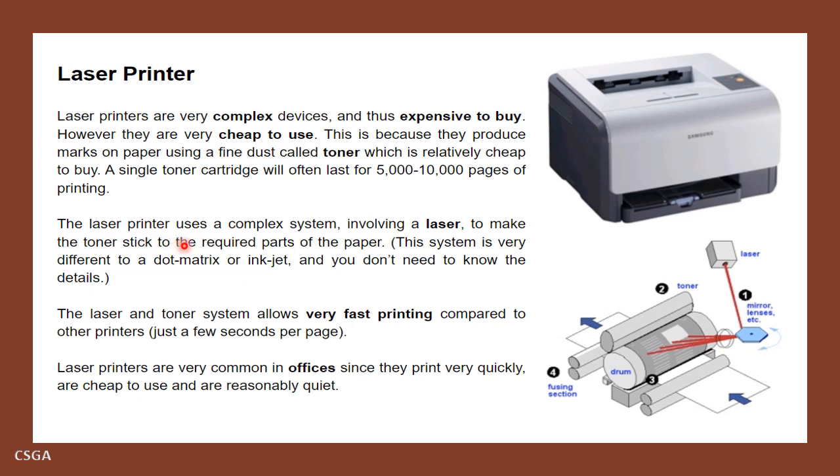The laser printer uses a complex system, involving a laser, to make the toner stick to the required parts of the paper. This system is very different to a dot matrix or inkjet, and you don't need to know the details. The laser and toner system allows very fast printing compared to other printers, just a few seconds per page. Laser printers are very common in offices since they print very quickly, are cheap to use and are reasonably quiet.